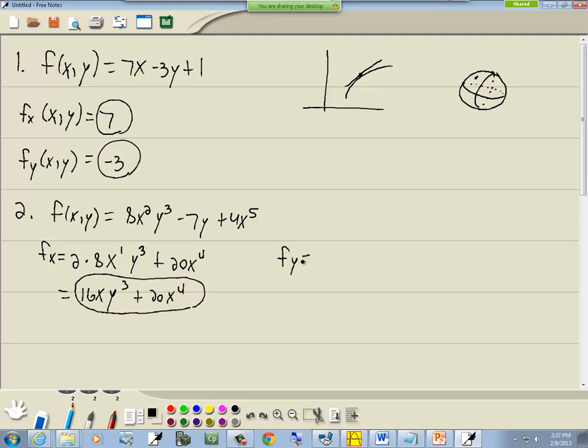Now if I take the partial with respect to y, again the 8x squared is just like a constant and stays out in front. So we'll take this power and put it out in front. So we get 8x squared times 3y squared minus 7. The derivative of negative 7y is negative 7, and this drops away. So that gives us 24x squared y squared minus 7.